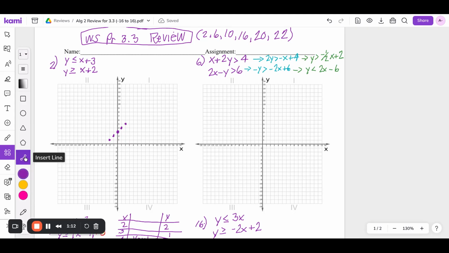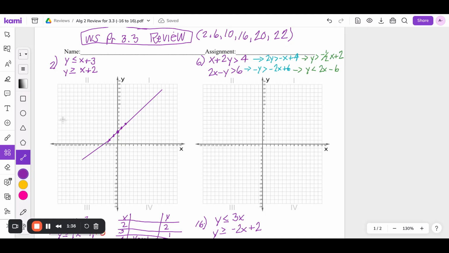It is a solid line, so I am going to insert a solid line. There we go. Best I can do.